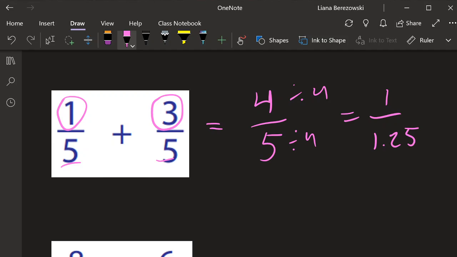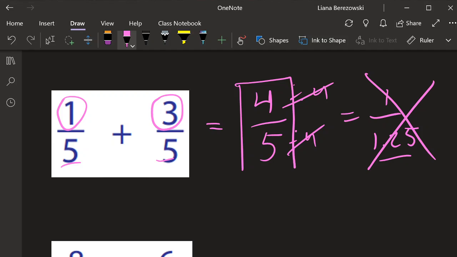We never, ever, ever, no exceptions, want to have a fraction that involves a decimal. So if you try and simplify your fraction and you end up with something like this, it's wrong. Okay, you don't ever want a decimal in your fraction. So in this case, we're not going to simplify this. Our answer is just going to be 4 over 5, so 4/5.